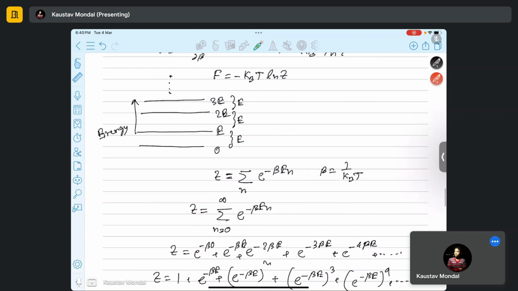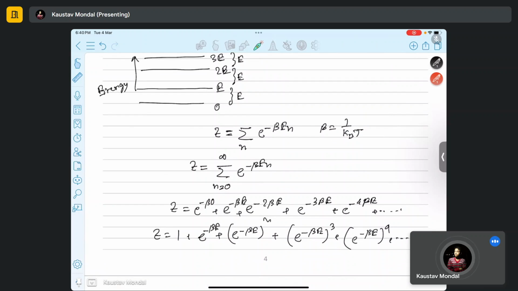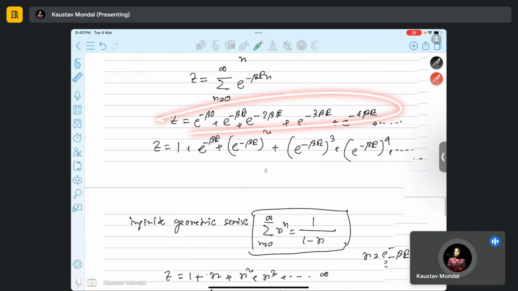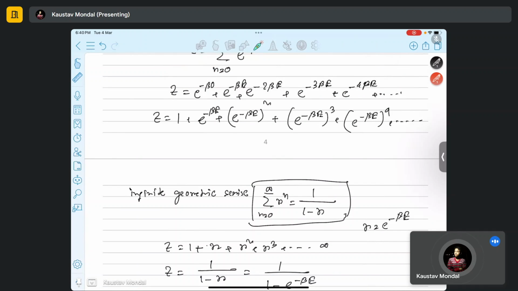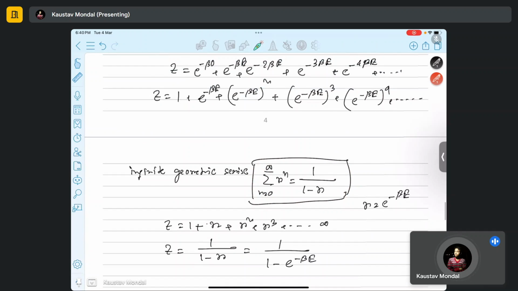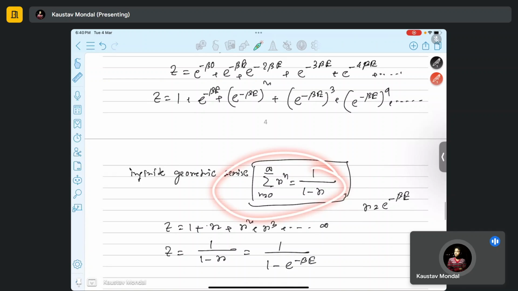Here we have considered that there is an infinite number of states. We have considered that the final value of n in the summation will be very high, so we can consider it as infinite. So the total partition function is z equal to 1 plus e to the power minus beta E plus e to the power minus 2 beta E, and so on. Then we have used the summation formula for an infinite geometric series. After substituting, the partition function we get is z equal to 1 by 1 minus r, which is nothing but 1 by 1 minus e to the power minus beta E.